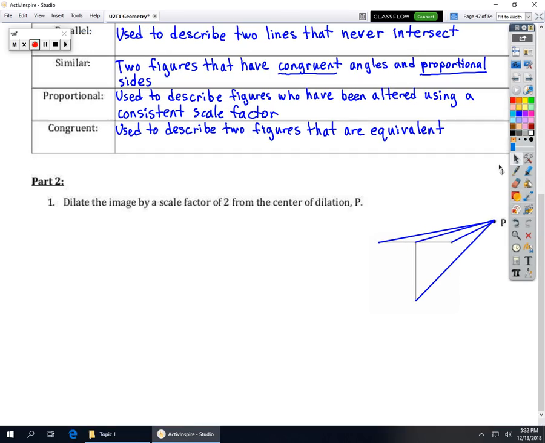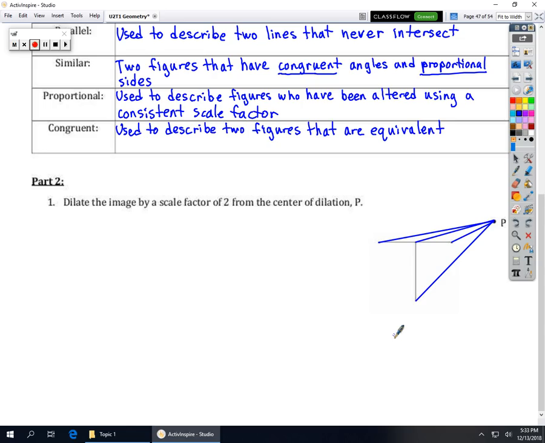Great. Now what they asked us to do is to dilate the image by a scale factor of 2. Well, every pre-image is considered a dilation of 1. So essentially what I need is I need these lines to be doubled. There's a lot of tools you can use. You may use a compass. You could use paper. You could also measure with a ruler. In this case, with paper, you would just measure your paper along here and here and move it along.